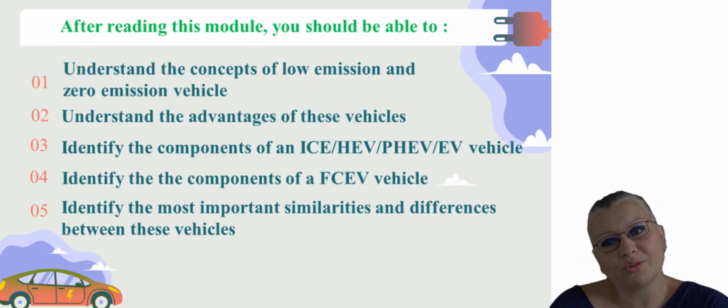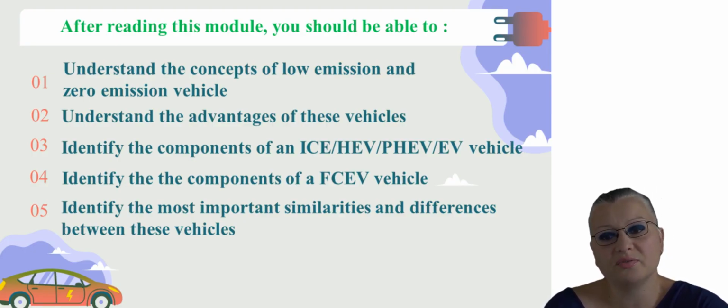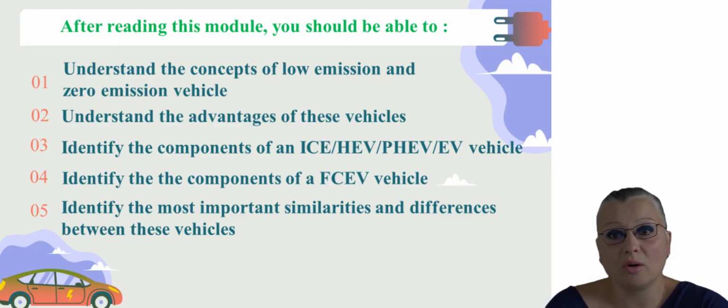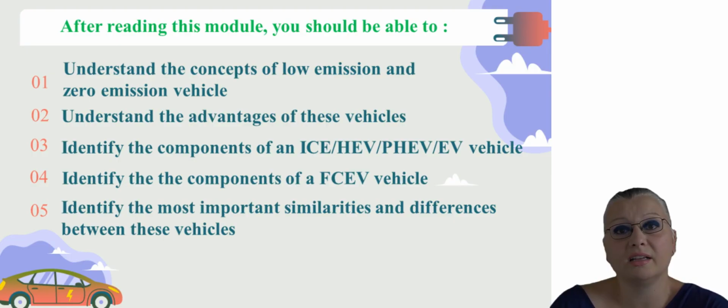After reading this module, you should be able to understand the concepts of low emission and zero emission vehicles, understand the advantages of these vehicles, identify the components of an internal combustion engine, hybrid electric vehicle, plug-in hybrid electric vehicle and electric vehicle. Identify the components of a fuel cell electric vehicle. Identify the most important similarities and differences between these vehicles.